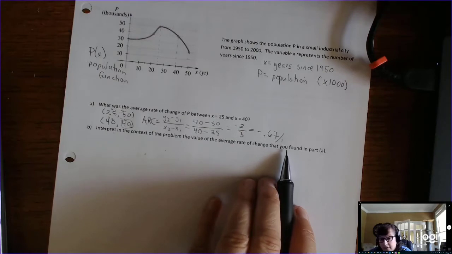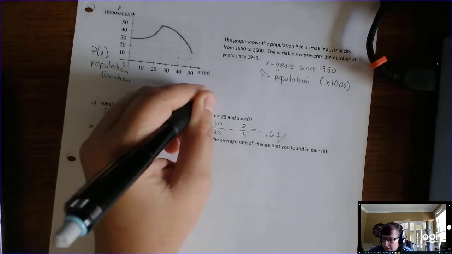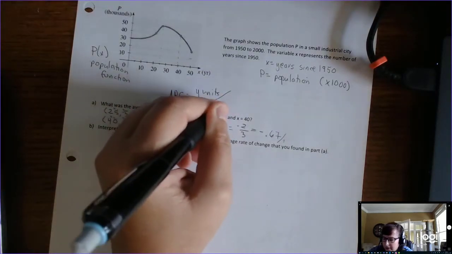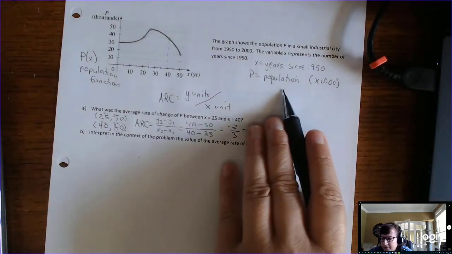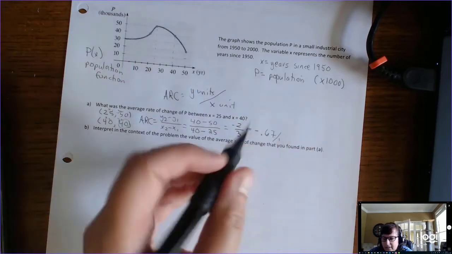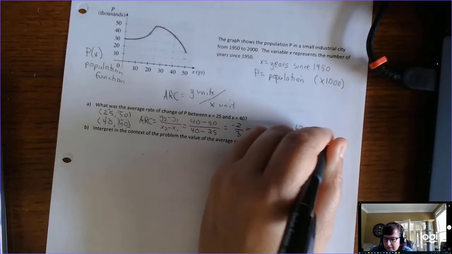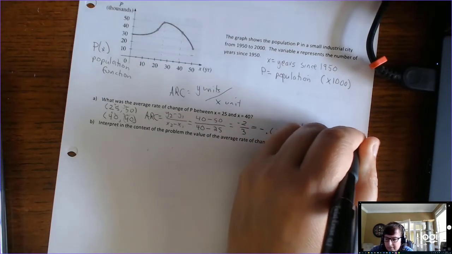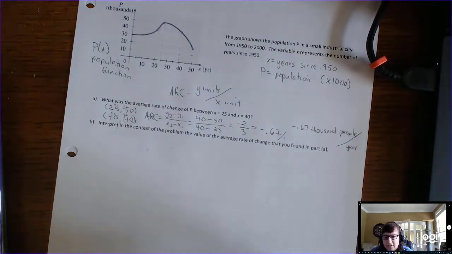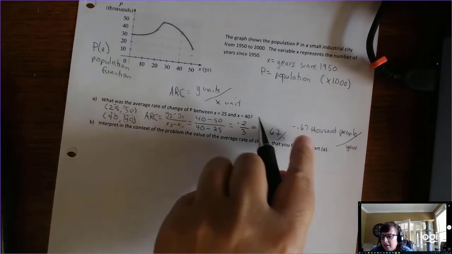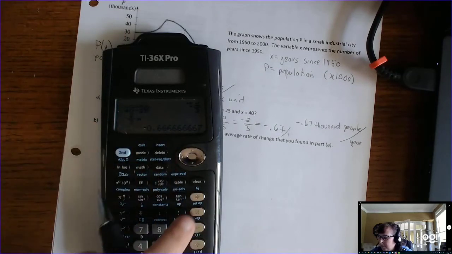Now, what are the units on this going to be? Remember, average rate of change, the units are always going to be y units per 1 x unit, because I told you want it to be over 1. So the y units are population, or people, times 1,000. So this really means negative 0.67 thousand people per year. Not year since 1950. The unit is year. Okay, now I don't count off if you do that, but if you wanted to, you could take this answer here and multiply it by 1,000.